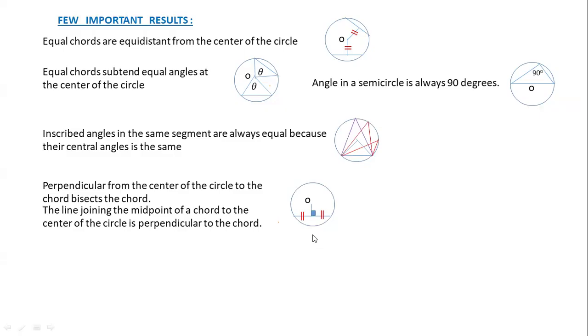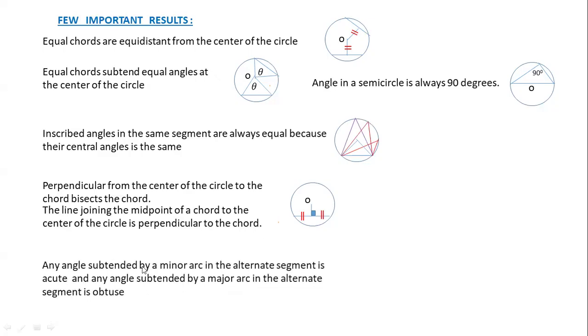Okay. You can also say it the other way. If you take the midpoint of the chord and join it to the center of the circle, then this line will be perpendicular to this chord. You can draw a perpendicular and say it divides the chord into two equal halves, or take the midpoint of this chord and join it to the center, and it will be perpendicular. Both ways. That's why two statements are written at the same time.